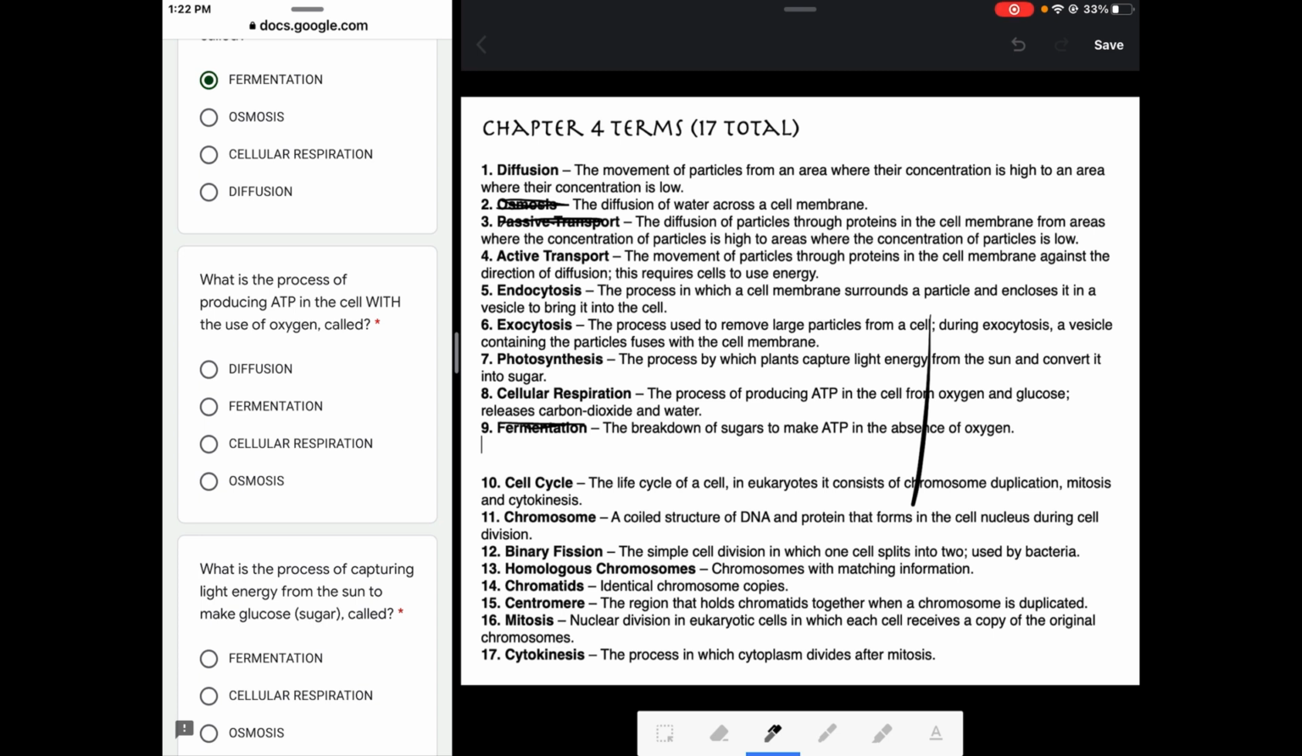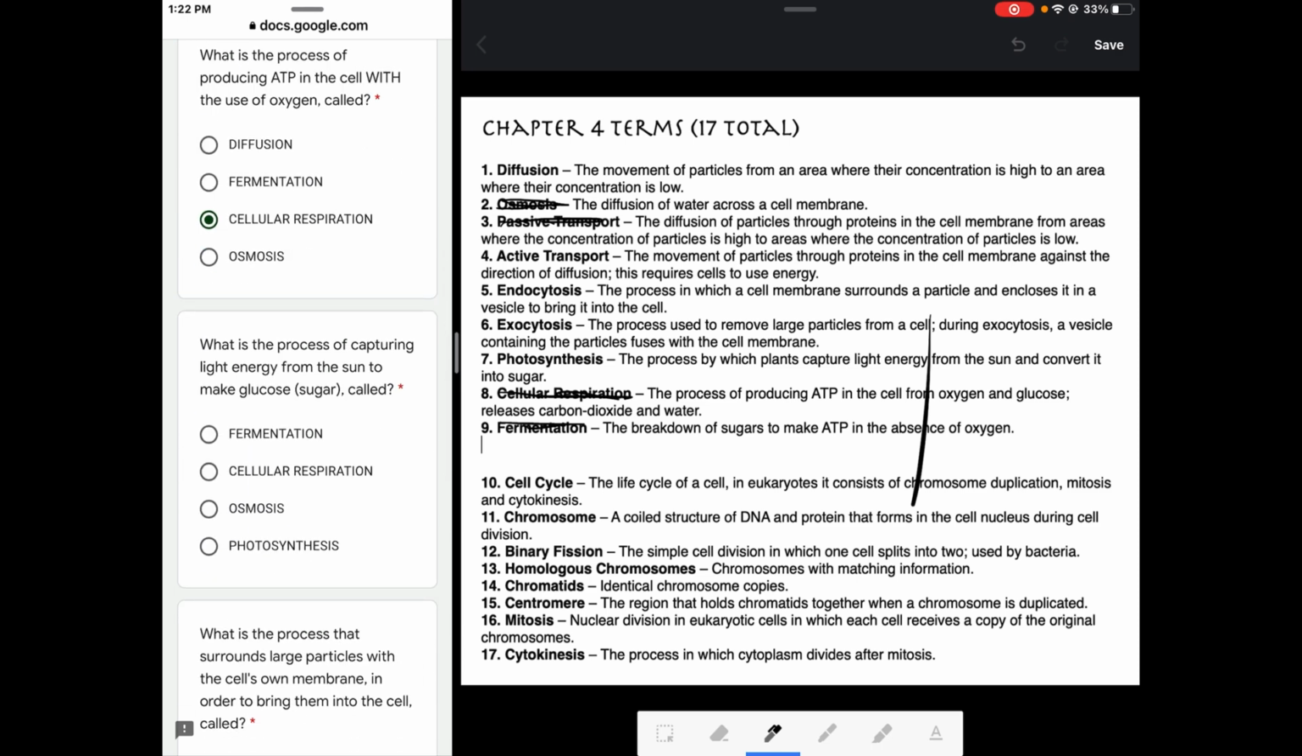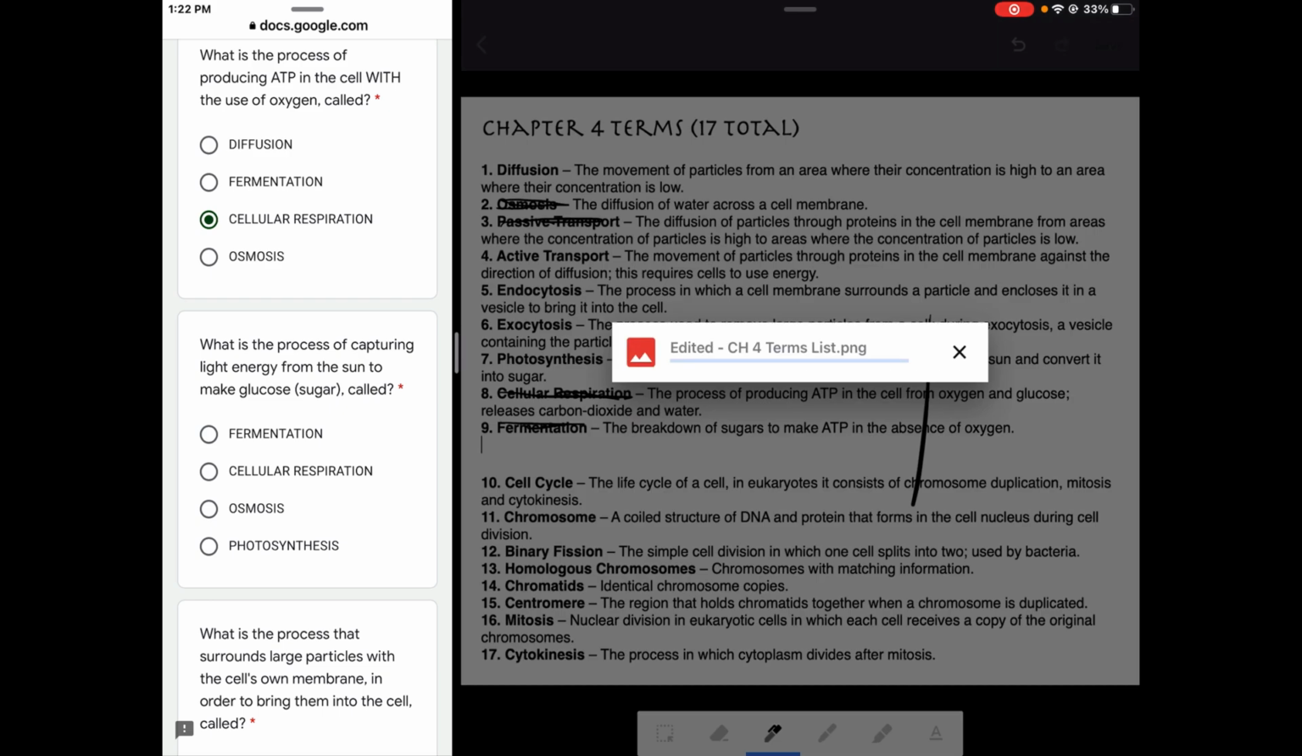So what is the process of producing ATP in a cell with the use of oxygen? Diffusion, the movement of particles, doesn't match. Fermentation, the breakdown of sugars to make ATP in the absence of oxygen, that doesn't match. Cellular respiration, the process of producing ATP in a cell from oxygen and glucose, that matches. So I've got it. That won't be the answer again, and I keep going. So you can keep doing that.